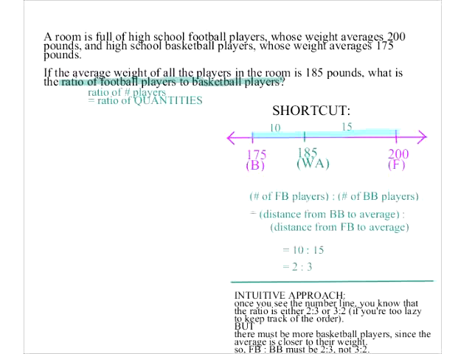So two ways that you can do this. You can either keep religious track of the direction that you're going in, so number of football, number of basketball is distance from basketball, distance to football. Or you can just realize, I know it's 10 to 15, so I know it's either 2 to 3 or 3 to 2. And I know there are more basketball players because this weighted average is sitting on the basketball side of the number line. So 3 to 2 wouldn't make any sense. I mean, I can show you how to do the algebra real quick, but the algebra is just sort of painful.